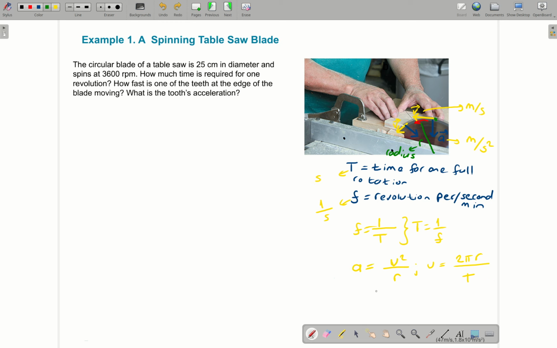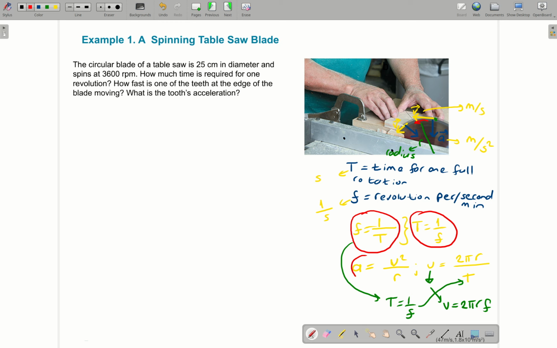Actually, I want to add one more thing here. Since we know T is equal to 1 over f, we can replace this in here and rewrite the velocity relation with frequency as well. It will be 2 pi r f. So all these equations are important here: this one, that one, the relation between velocity and period, and the relation between velocity and frequency.